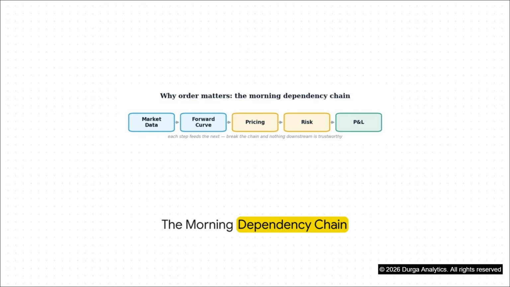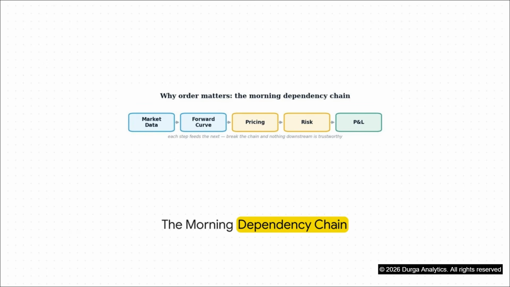Market data from exchanges like ICE or EEX is ingested first. That raw data is required to build the forward curve. Only once you have a curve can you feed your pricing models. Once positions are priced, then you can compute risk metrics. And finally, that all culminates in P&L. You cannot price without a curve, and you cannot build a curve without data.